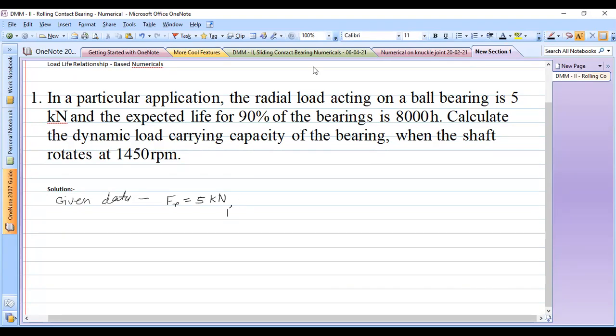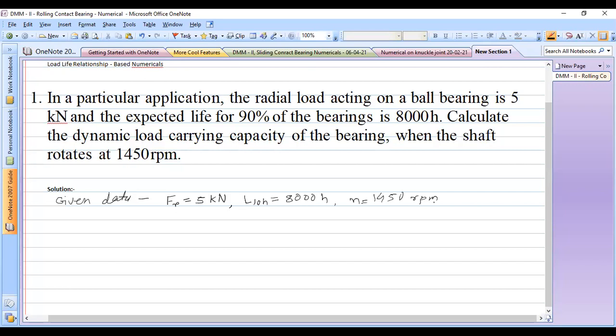Next, L10H is given. Life in hours, L10H is equal to 8,000 hours. Then it is given that the shaft rotates at 1450 rpm. Small n value is given, 1450 rpm. Okay, so these are the given data for the problem.